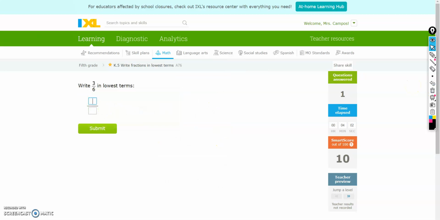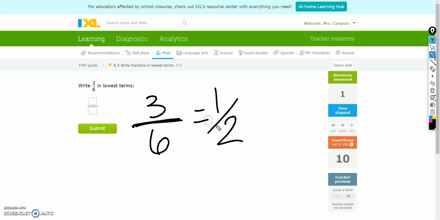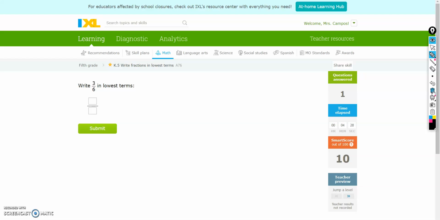Now the next one we have is 3/6. You can probably look at that. This line right here, that fraction bar, is also a division sign. What is 3 divided by 6? Or rather, 6 divided by 3. Well, it's 2, which means this would be 1/2. Okay, so another way that you could have done that, because you knew that 3 is half of 6. That's how you know the answer is 1/2.